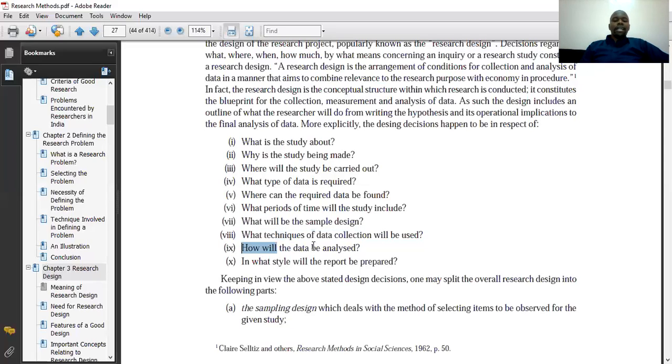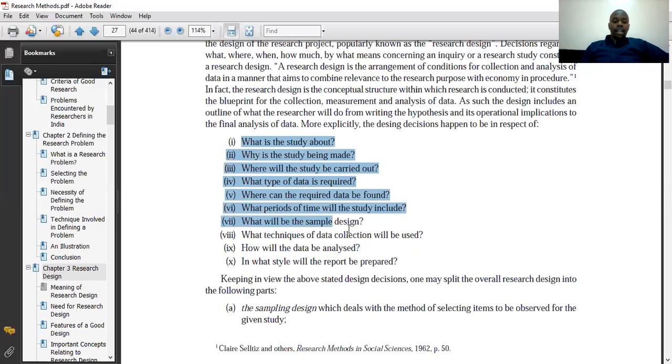How will the data be analyzed? I'm going to use graphs or charts, or tables. In what style will the report be prepared? Will it be a PowerPoint presentation, or am I just going to prepare a document, or am I going to prepare a video or an audio? How will the report be prepared?